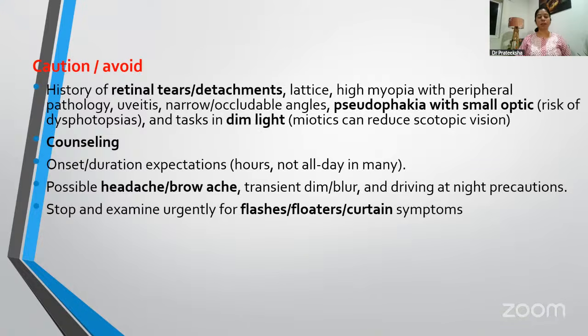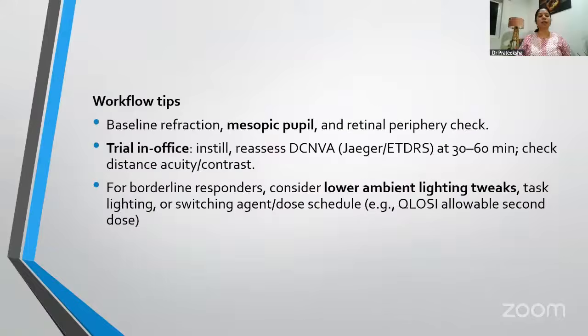Counseling. Onset, duration expectations, hours, not all day in many. Possible headache or brow ache, transient dim or blur, driving at night precaution. Stop and examine urgently if flashes, floaters, or curtain-like symptoms occur. Workflow tips. Baseline refraction, mesopic pupil and retinal periphery check. You can try in the office and reassess the near vision acuity at 30 to 60 minutes and check the distance vision acuity and contrast. For borderline responders, consider low ambient light, lighting tweaks, task lighting, and switch agent or dose schedule.